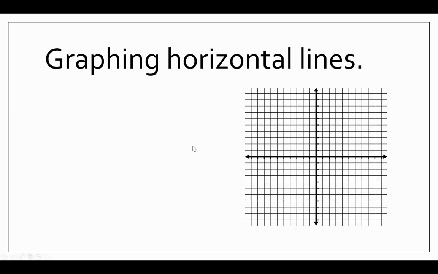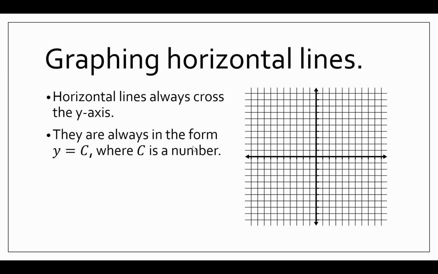Now we talk about horizontal lines. These are ones with slope equals 0. They're going to cross the y-axis, and they're just going to keep going. So it's going to be in the form of y equals c, where c is some number. For example, if I say y equals -4, we'll have a horizontal line going across, crossing the y-axis at -4.